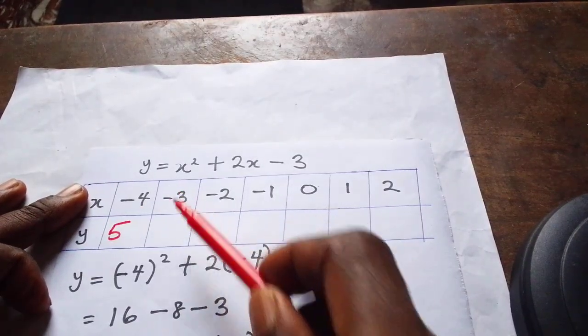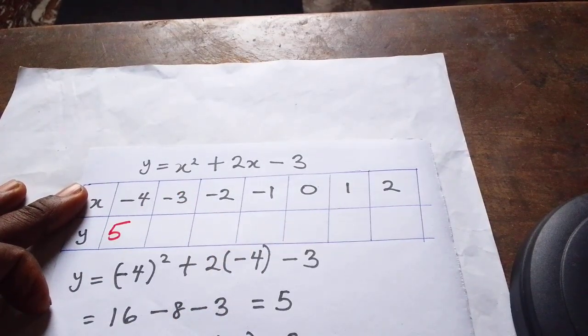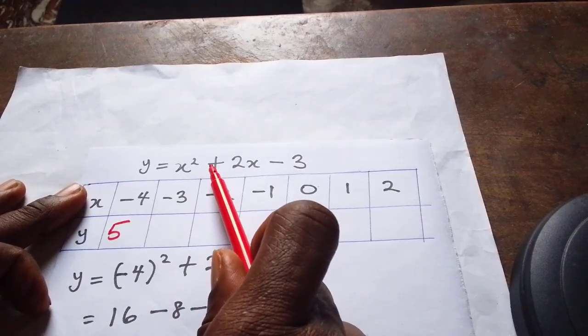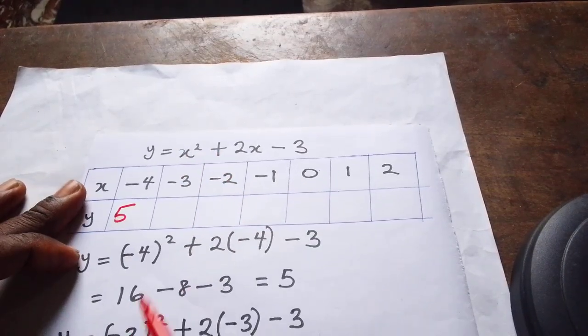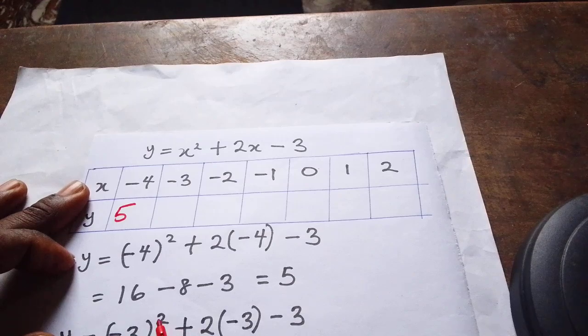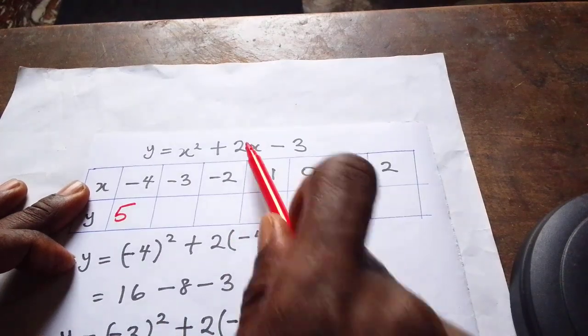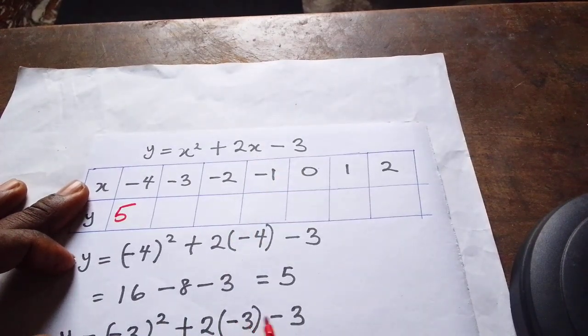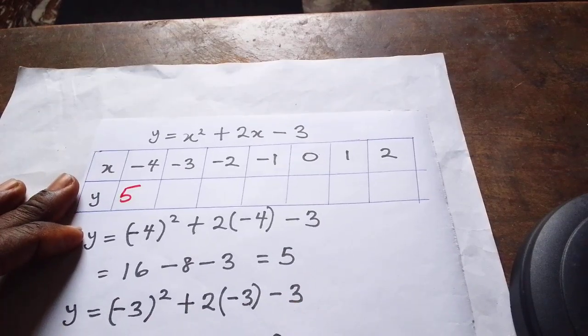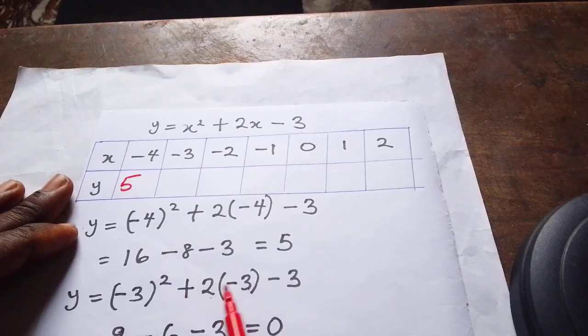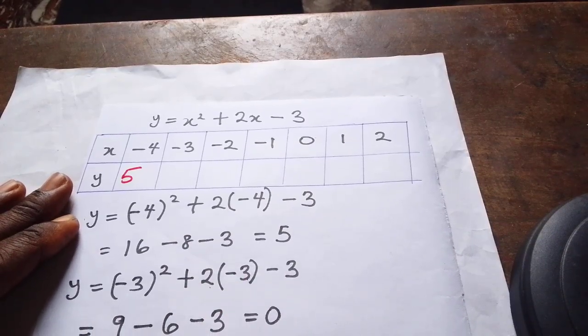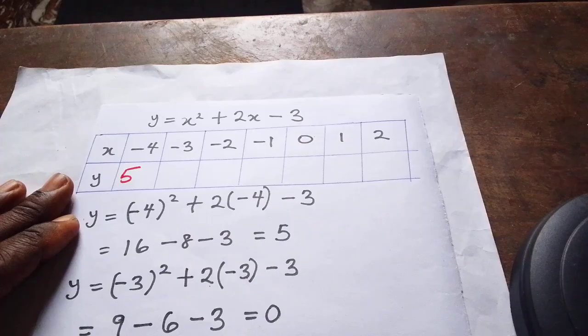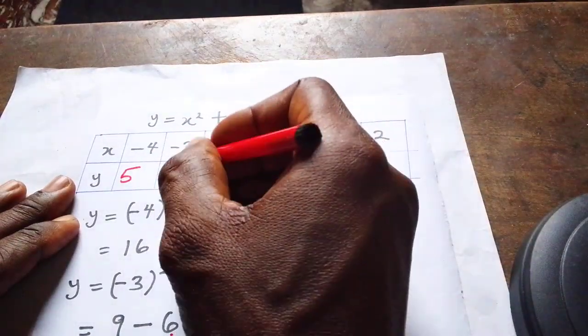Then when x is minus 3, what will be the value for y? Again, you substitute into this equation: minus 3 squared plus 2 times minus 3 minus 3. Minus 3 times minus 3 gives plus 9. 2 times minus 3: minus times plus is minus, 2 times 3 is 6. So 9 minus 6 is 3, and 3 minus 3 is 0. So when x is minus 3, y is 0.